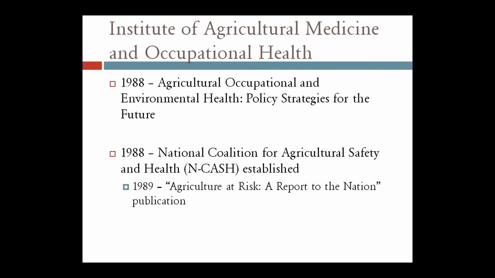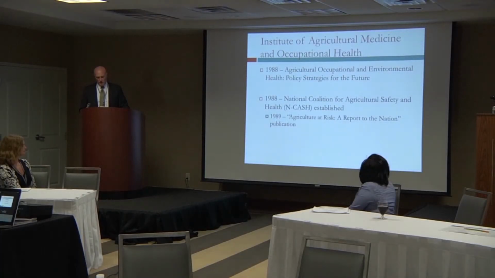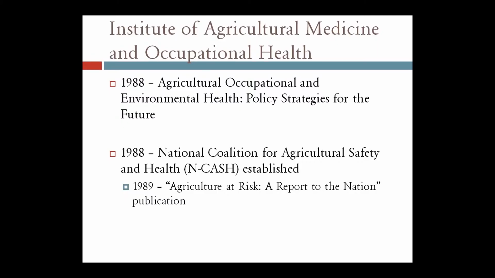As recorded by Dennis Murphy in his book Safety and Health for Production Agriculture, a key event focused on mobilizing medical and public health professionals interested in farm safety and health was the 1988 four-part conference entitled Agricultural, Occupational, and Environmental Health, Policy Strategies for the Future. The four parts of this conference included grassroots input into the conference, a technical workshop, a policy workshop, and a public forum. The conference was sponsored by the Institute of Agricultural Medicine and Occupational Health. The National Coalition for Agricultural Safety and Health, NCASH, was born during this conference, and a publication, Agriculture at Risk, a report to the nation, was produced.